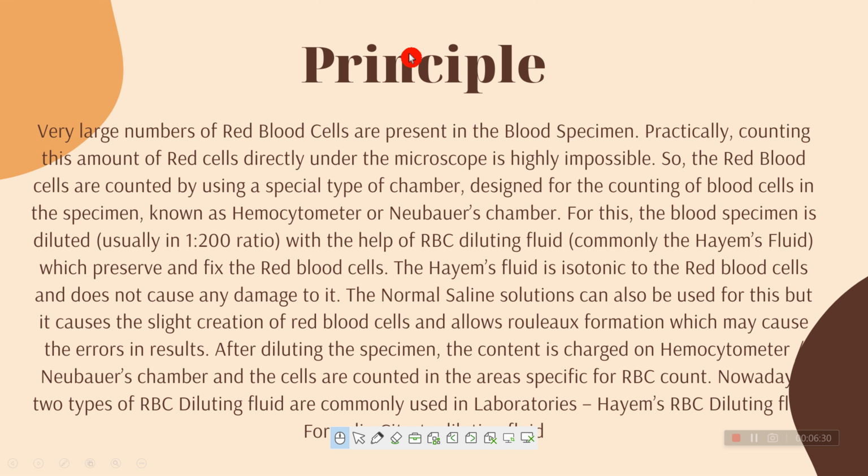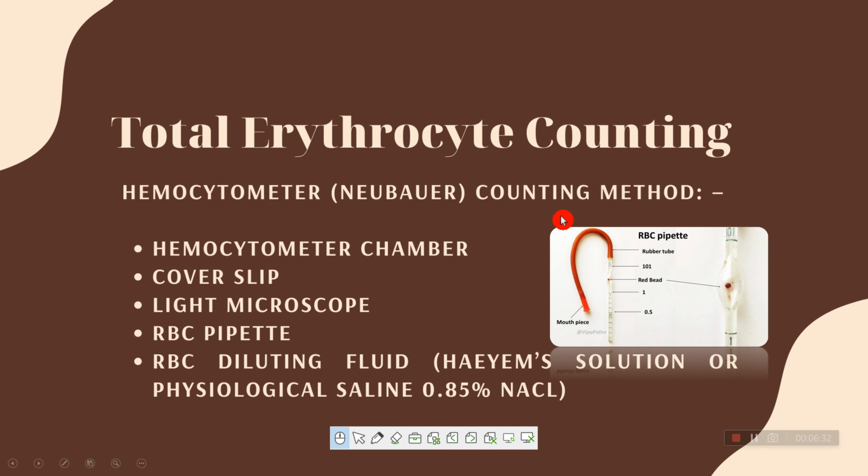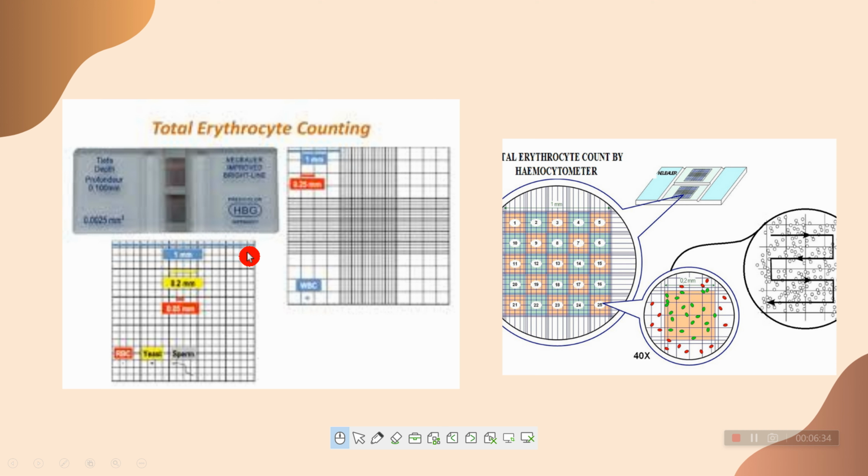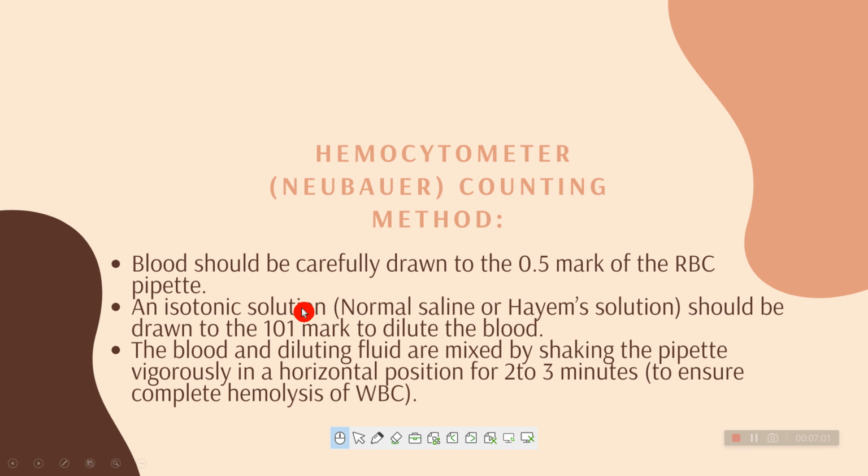It can be counted by using this manual chamber, which is called the improved Neubauer chamber. Manually in the lab, we charge the chamber with the blood sample, diluted in the reagent, and then the blood cells are counted by using a microscope. So this is also a method through which the blood cells can be counted.